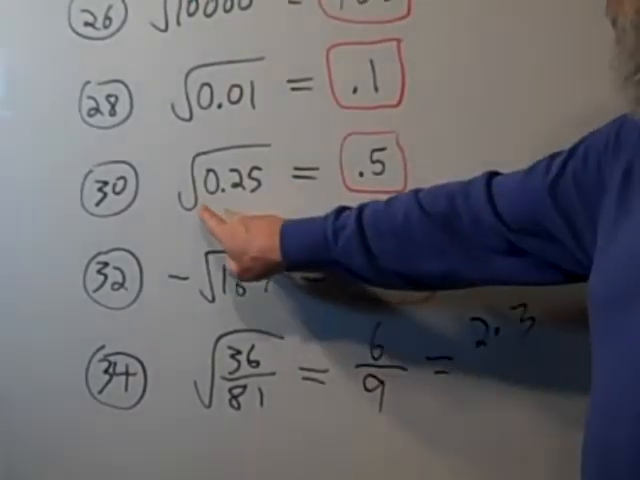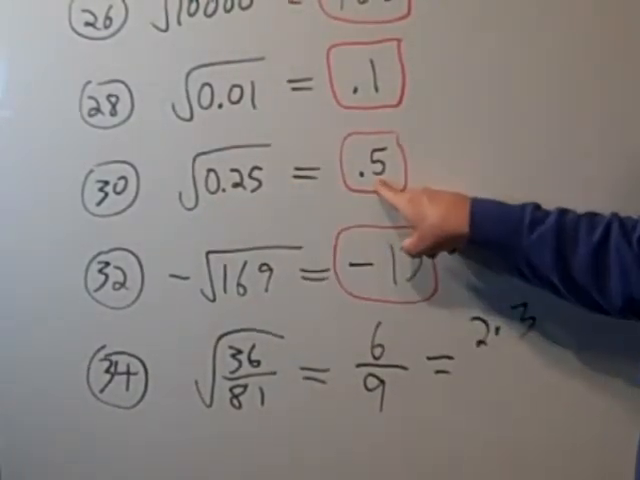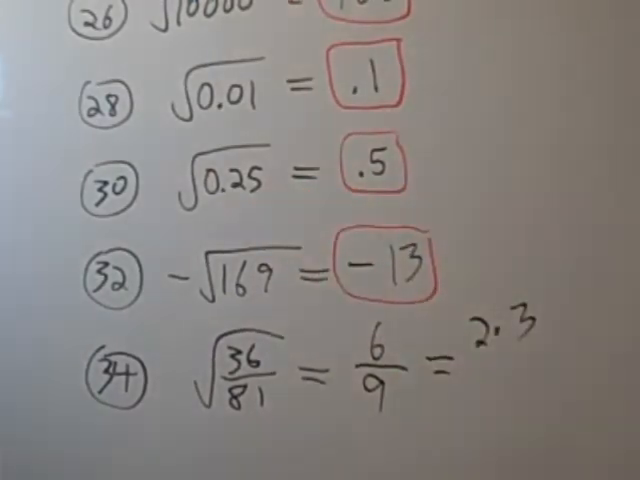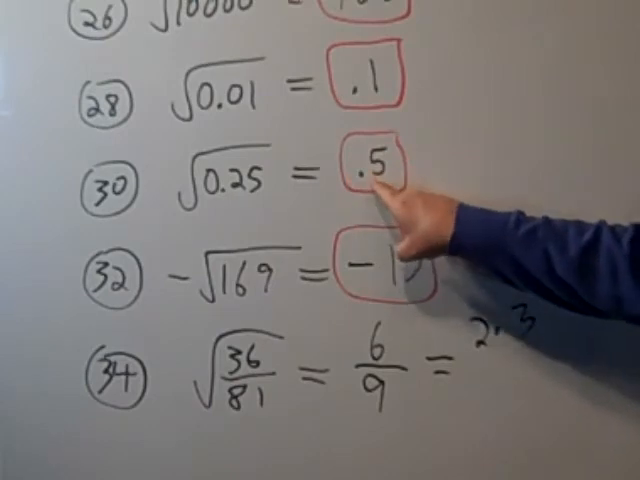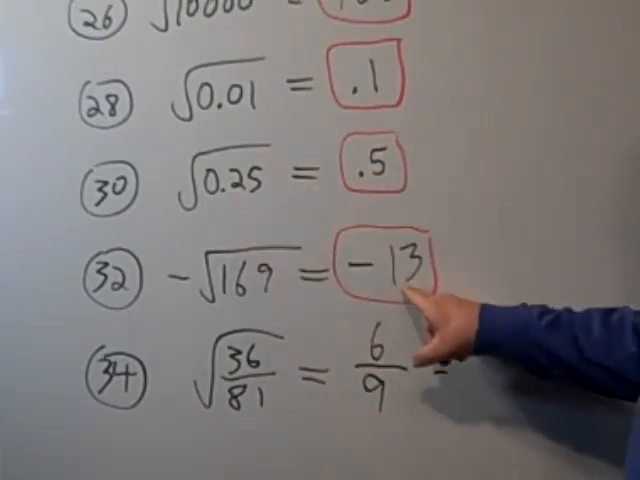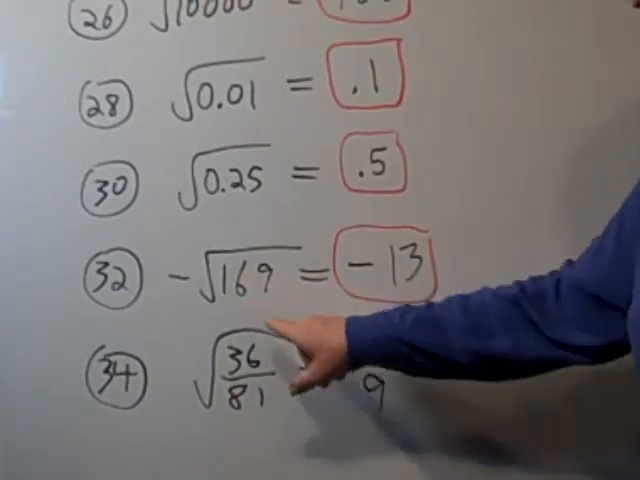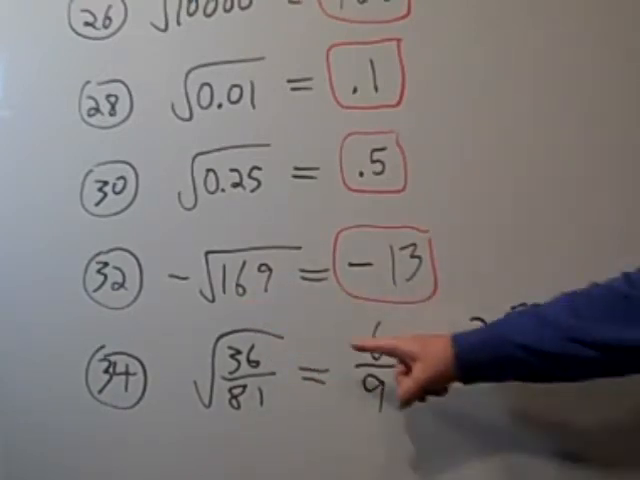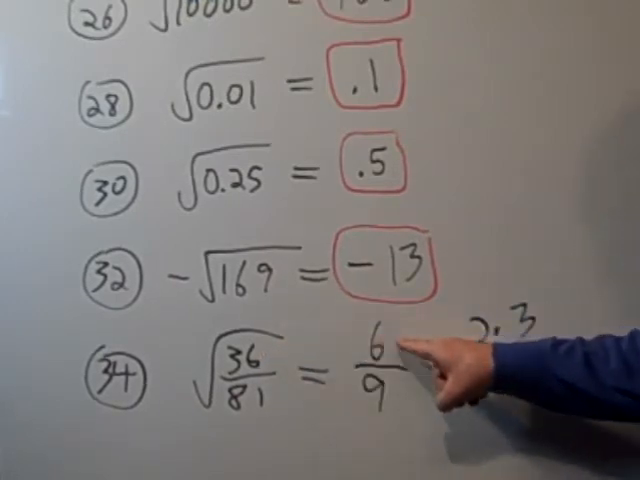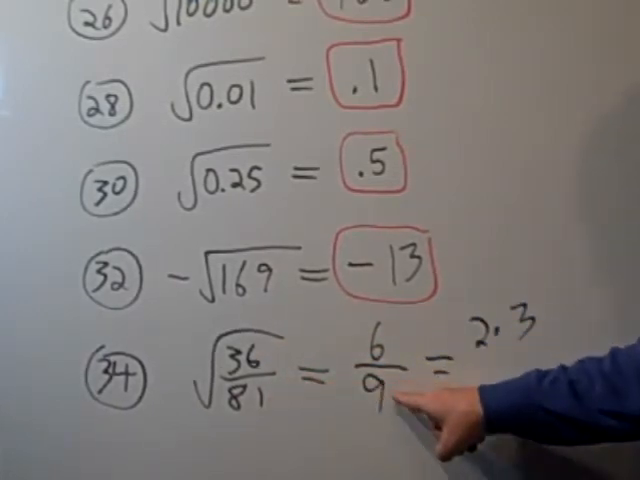To recapitulate, the square root of 0.25 is 0.5, because 0.5 times 0.5 is 0.25. Or multiply 0.5 times 0.5, that's half of a half, is a fourth. Negative the square root of 169 is negative 13, because 13 times 13 is 169. The square root of 36/81ths is 6 divided by 9, because the square root of 36 is 6 and the square root of 81 is 9.